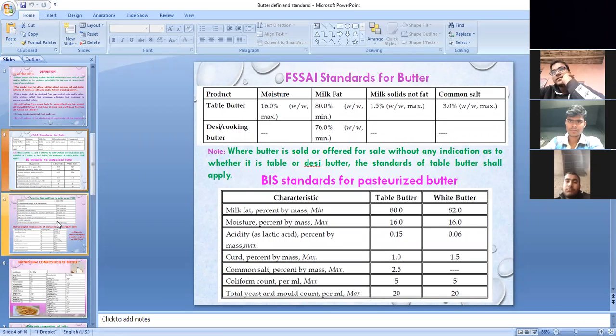So table butter has better shelf life in comparison to desi butter.